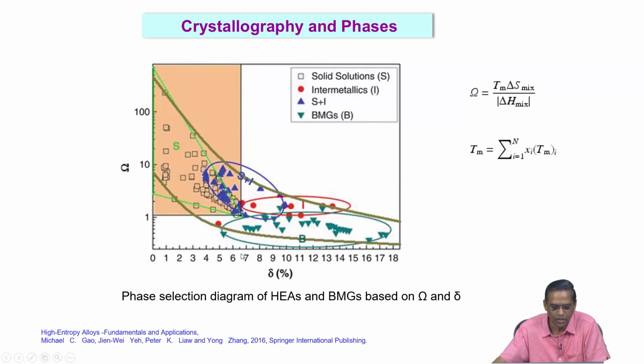To form a perfect solid solution when you mix multiple alloying elements, you can have some kind of a cutoff. Your delta is about 6.6 here and omega is 1.1. So this is what is defined here, right? That is defined here, Tm into delta S. This is another parameter by which small delta is the atomic size difference. Omega is defined like this: Tm into delta S max divided by delta H max. This is a kind of normalizing with enthalpy. So you have a rule to arrive at solid solutions when you mix multiple alloying elements. So this gives a guideline. So that is quite fine.